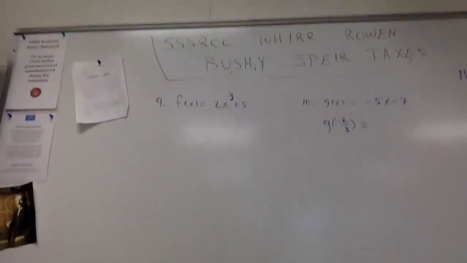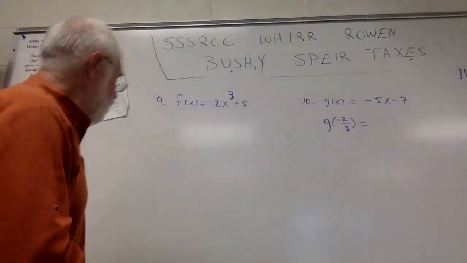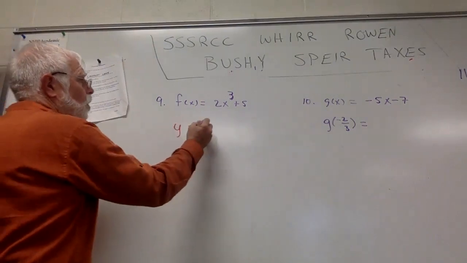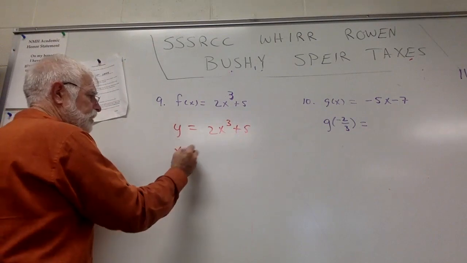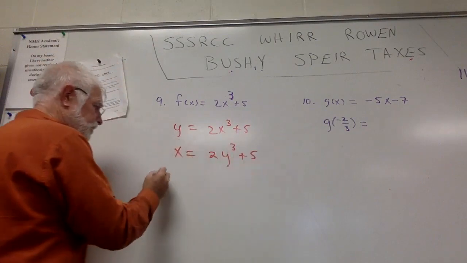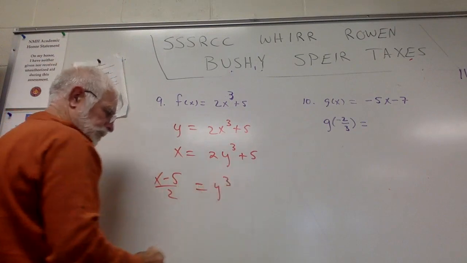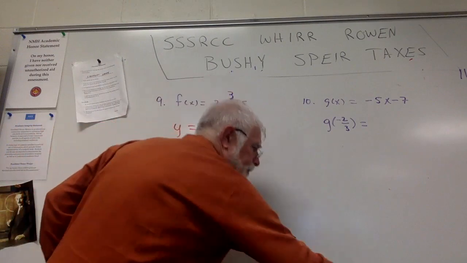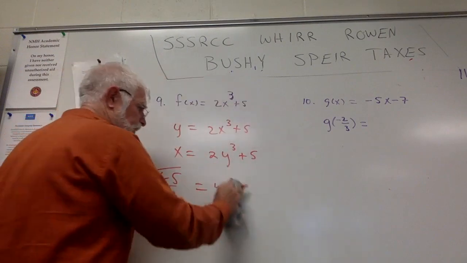An inverse of f of x equals 2x cubed plus 5. Yeah, that's centered pretty well. Step 1, set it to y equals 2x cubed plus 5. What's the inverse? Do things to the y's, not to the x's. Now solve. So x minus 5 over 2 equals y cubed. What's the inverse of y cubed? Cube root.